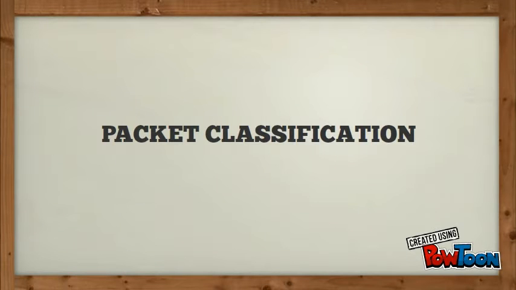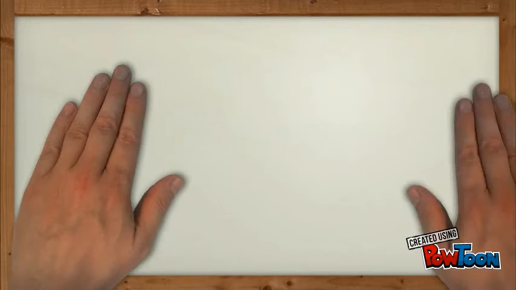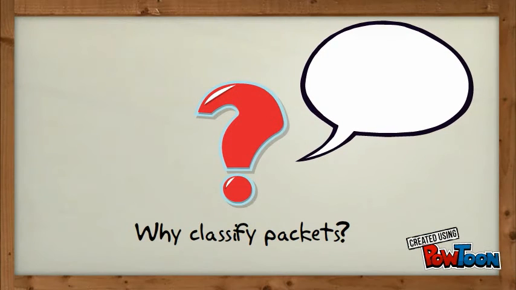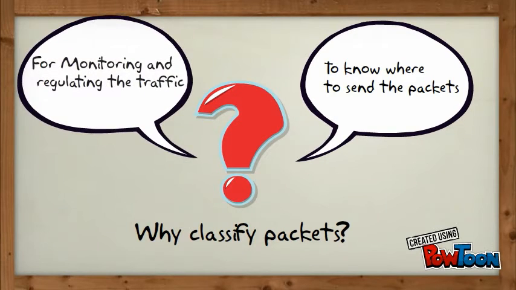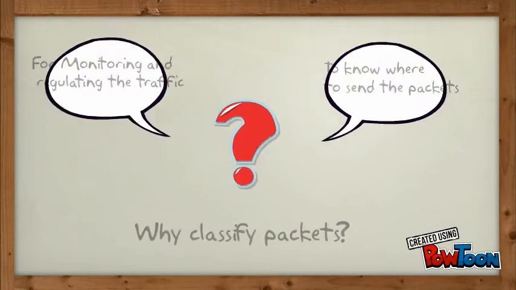This presentation is about the various types of parameters in packet classification and the different types and methods in which we can classify a packet. Why do we classify packets? Firstly, to know where to send the packets and to know the source from where the packets came from. And the second one is for monitoring and regulating the traffic.